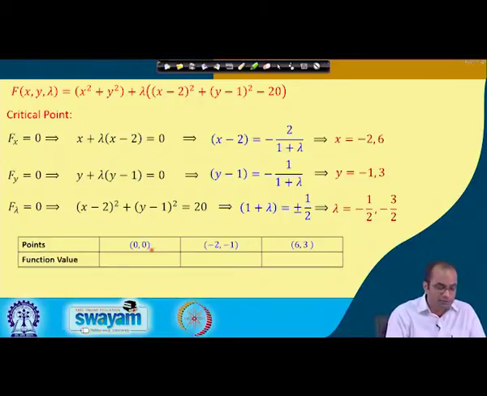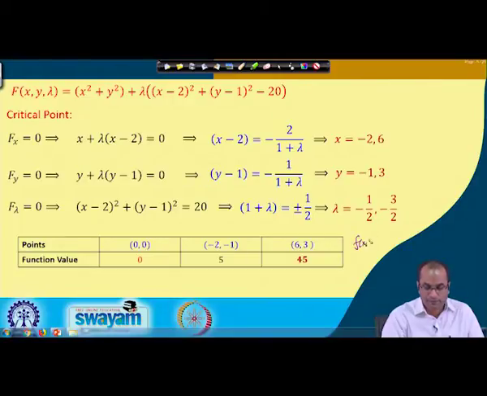So, we have 3 points, one was in the interior, that is the 0 0 point, and 2 points we got here, minus 2, minus 1 and 6 comma 3. These are the 3 points. We will evaluate the function value. So, at this 0 0 the function value is 0, at minus 2 minus 1 it is 5, and at 6 3 we evaluate x square plus y square. So, the function was f x y is equal to x square plus y square. So, here it is 5 and then here 6 square 36 plus 9 is 45.